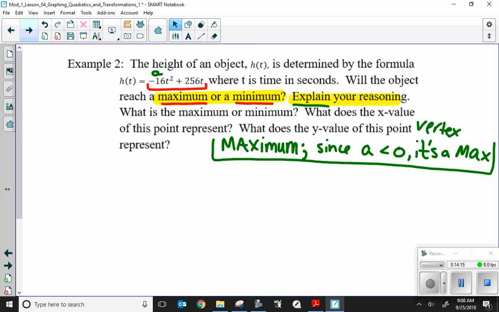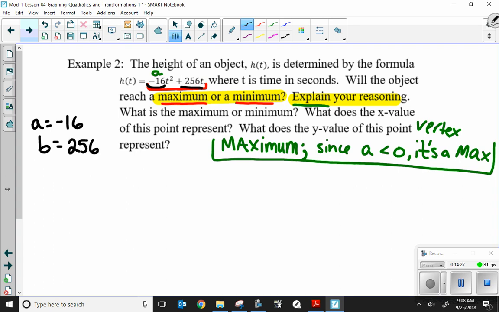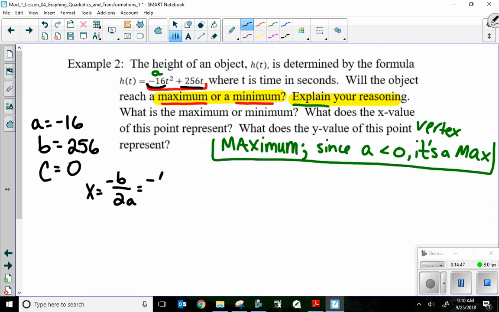So let's take a look here. My a value is negative 16. My b value is, oh my goodness, 256. And my c value, I have nothing there, so it's 0. So let's actually figure out the vertex, shall we? I'm going to say that my x value is negative b over 2a. And again, I like to use my parentheses for substitution. My b value is 256. My a value is negative 16.